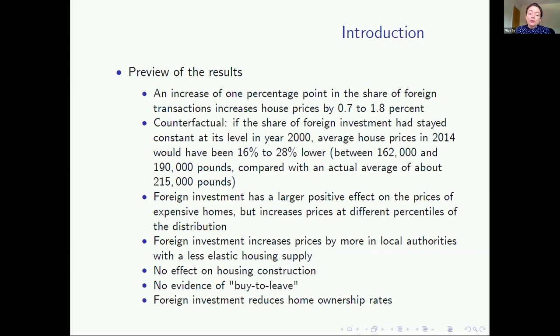I also do not find evidence of buy to live. So there's this idea that perhaps foreign investors buy the properties and then they leave them empty because they're just buying for investment and they don't necessarily use them. So they don't necessarily live there and they don't necessarily rent them out. So they could be just left empty and nobody is using these properties. In the data, I don't find much evidence of a buy to live effect. And I find that foreign investment reduces home ownership rates.